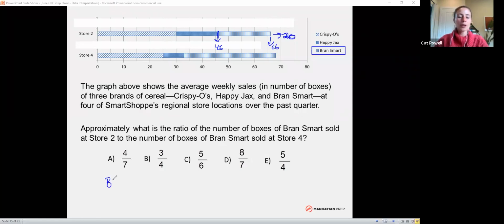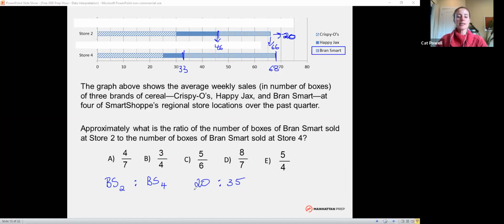Remembering, I'm looking for Brand Smart Store 2 in relation to Brand Smart Store 4. So I have 20 boxes for Store 2. And then I do the same thing. What numbers did you get for this? Let's say I'm starting at 30. Let's say that's 33. And that's maybe 68. Yeah, I get around 35.